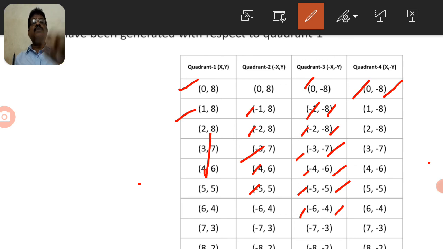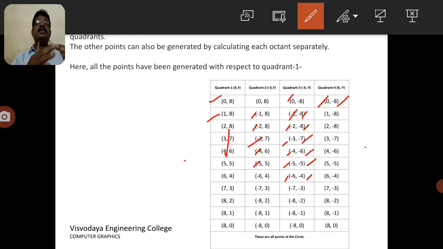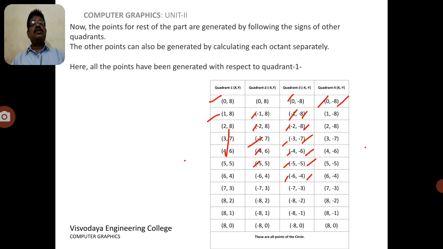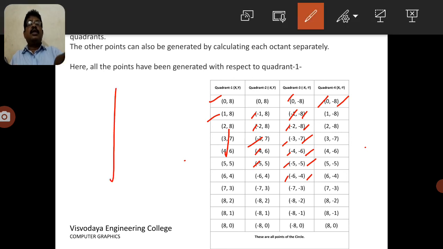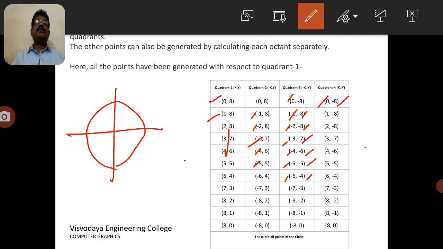So once we find one quadrant value, and particularly one octant value, that is enough to calculate all the remaining coordinates. This is the benefit of this particular circle drawing algorithm of Bresenham. So once we find all the coordinates, we can draw the circle, and all the coordinates will form a circle like this with the given coordinates. So this is one of the best algorithms, like Bresenham's line drawing algorithm. So in the next session we will discuss the midpoint line drawing algorithm.